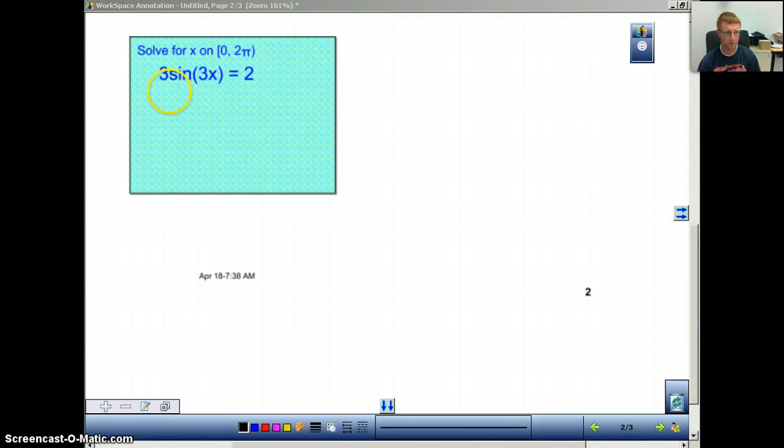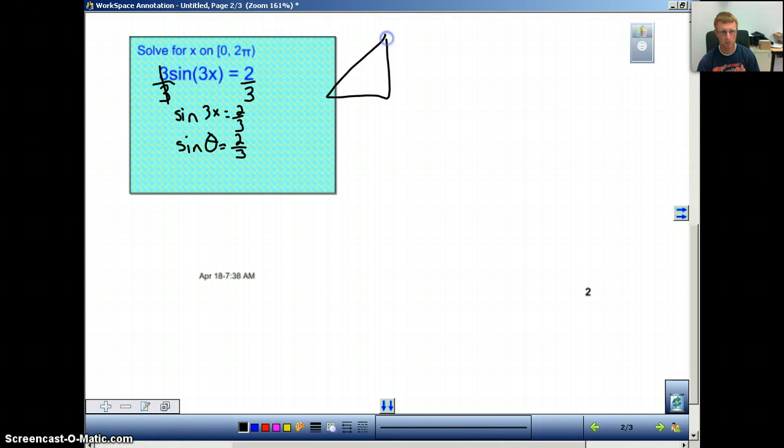Okay, let's solve for this one. So again, first thing is divide by 3 on both sides. So we're left with the sine of 3x equals 2/3. So we can then do sine of theta equals 2/3. So then again, I draw my triangle. Here's my theta. Opposite is 2. Hypotenuse is 3. Okay, so we can do it that way.